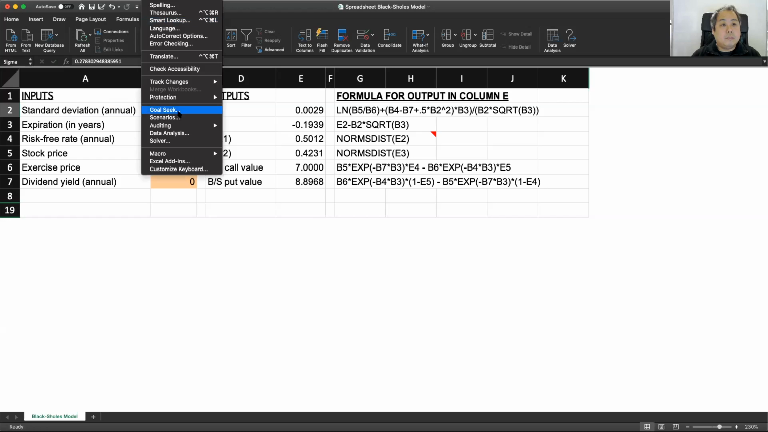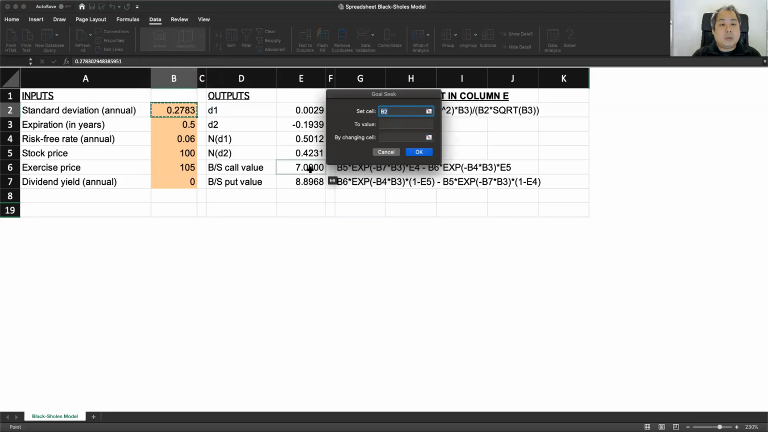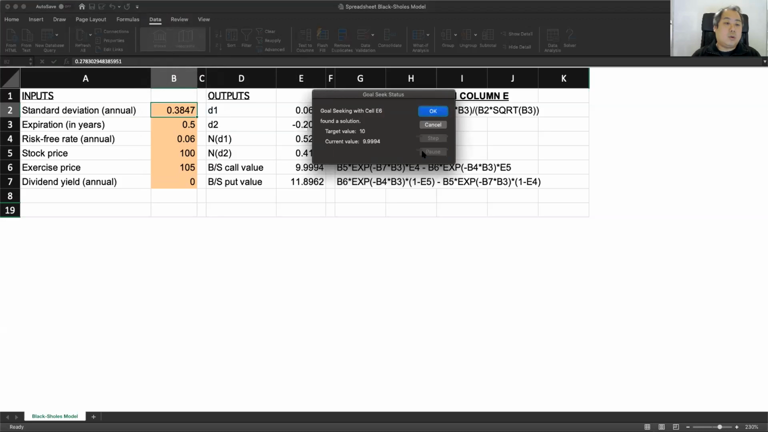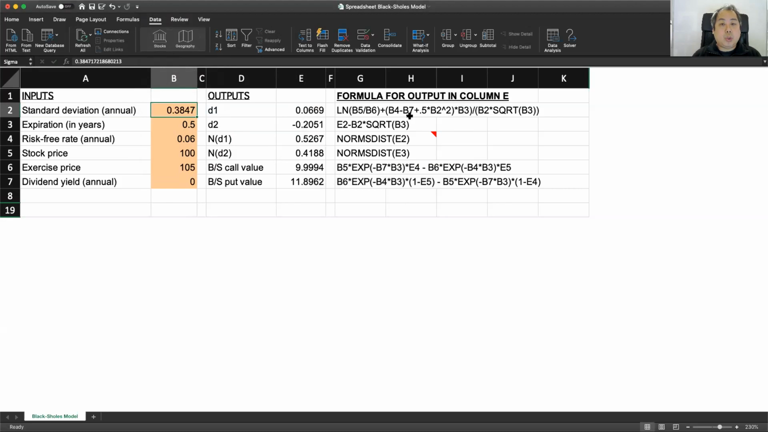If the call price is like $10, what about the standard deviation? Then you calculate that it is 0.3847. It should be higher, right? Because as standard deviation increases, your call value increases, right? So that's how to use the Excel goal seek tool to get the implied volatility. Again, you have to know how to find implied volatility.